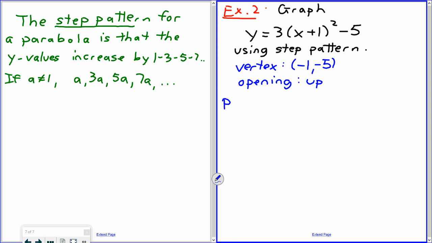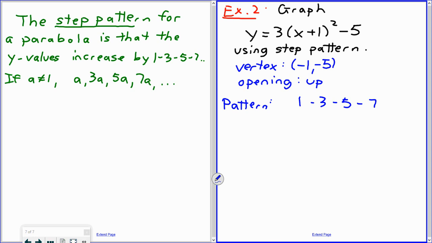And the pattern is going to be, for this one, it normally starts as 1, 3, 5, 7. Okay. What's our A value though in this case? How do you know what the pattern is? It's always 1, 3, 5, 7. So what's the A value in this case? What's the multiplier?